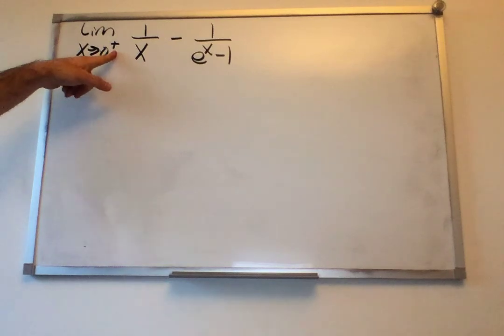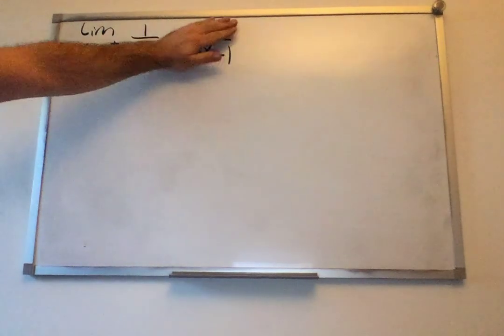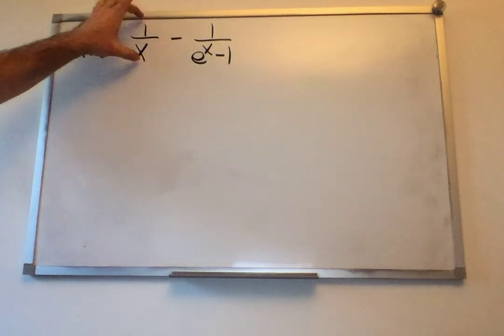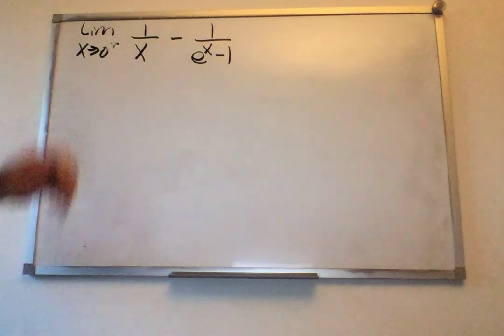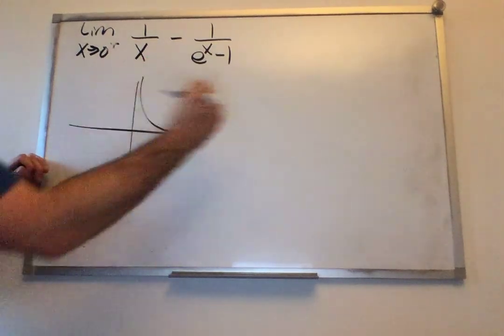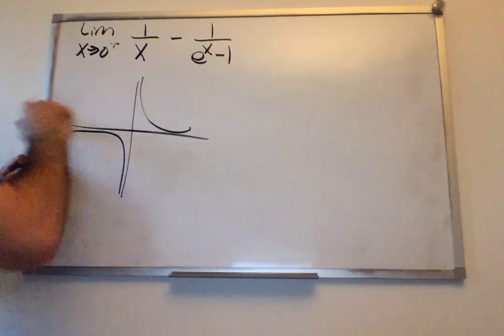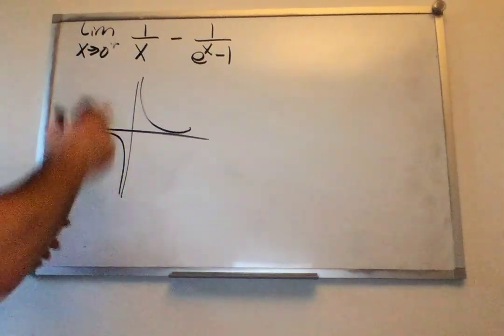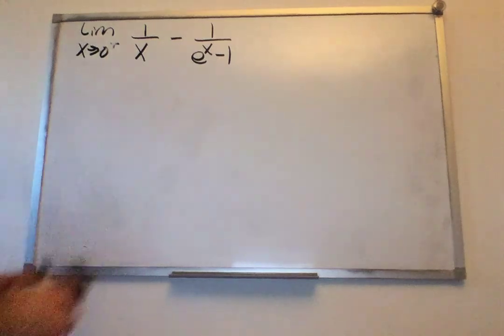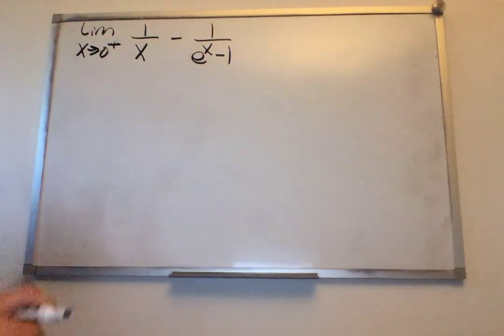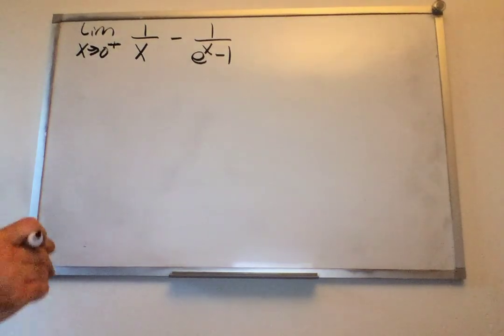Nothing changes here. It's just saying it has to be from the right, because without this piece, the limit as x goes to 0 of just this term doesn't exist. If you look at the graph, it goes up to positive infinity from the right, and down to negative infinity from the left. The limit doesn't exist. So that's why we're only doing a right-handed limit here. But nothing changes. How we go about the problem is exactly the same.